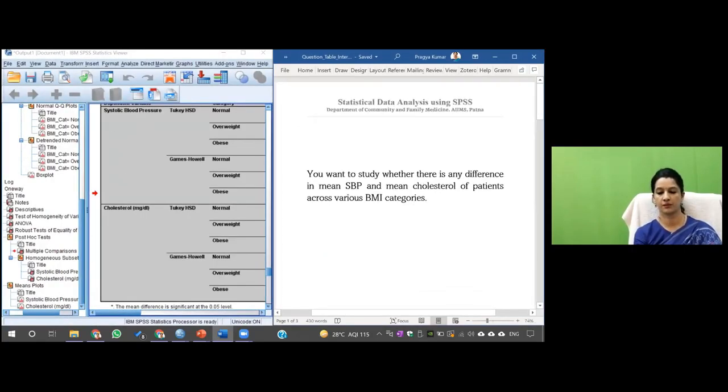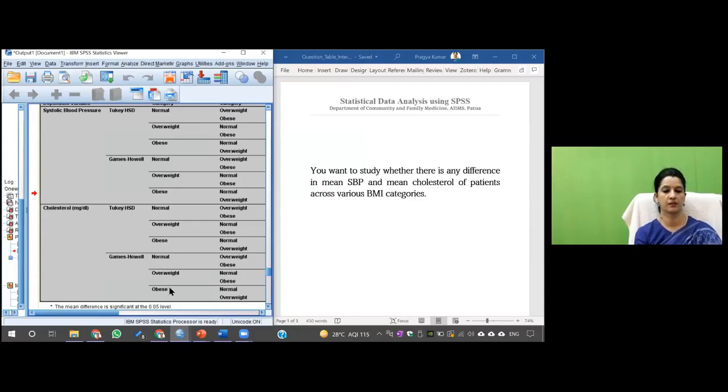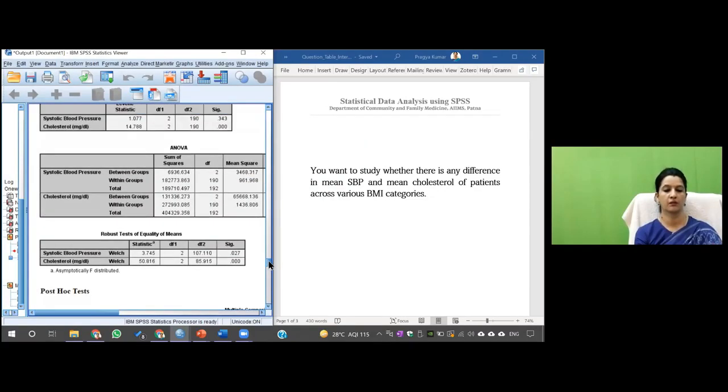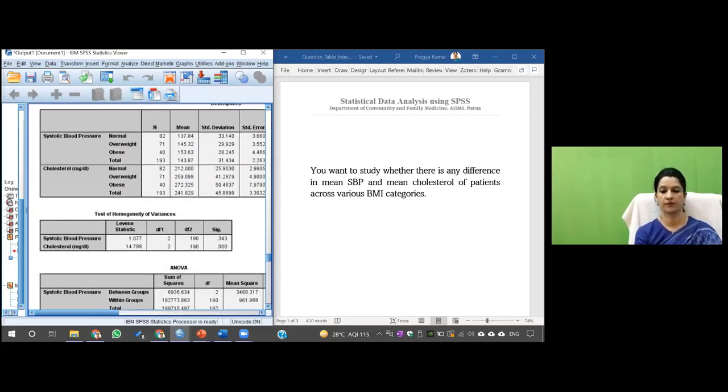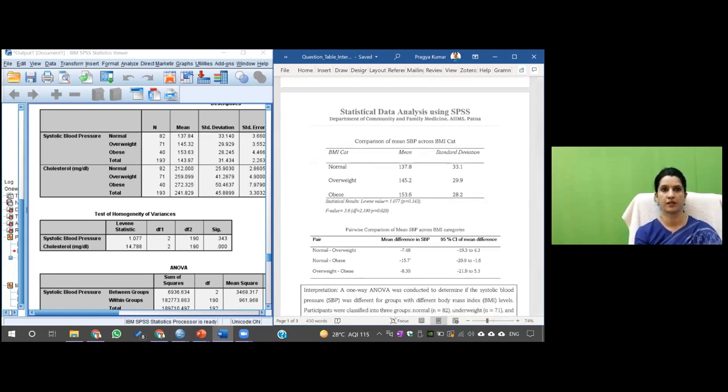I'll just reduce this size and move this. Although this table is a bigger one, never mind. I'll go up. And here you can see, I have entered the values. This is the BMI category. This is the mean systolic blood pressure, the mean value, and the standard deviation. This I have taken from this mean value, and the standard deviation I have taken from this column.